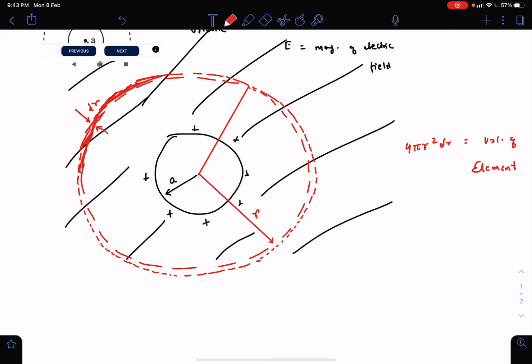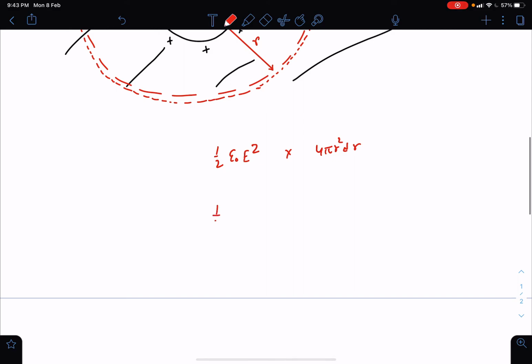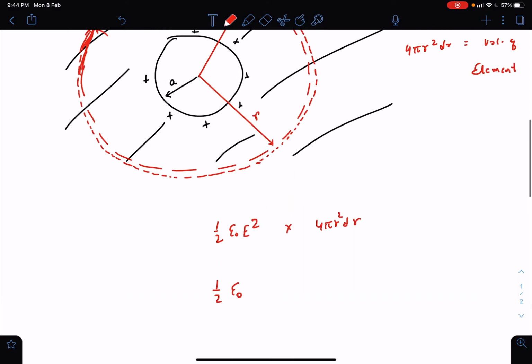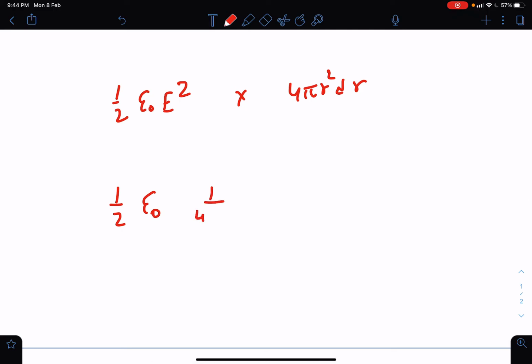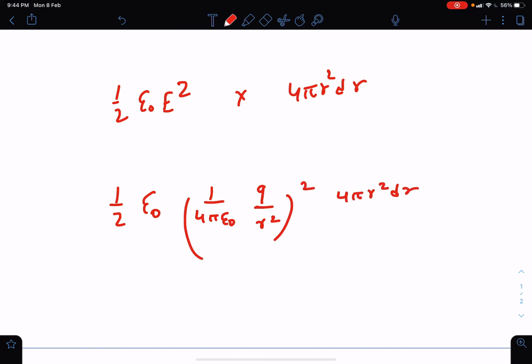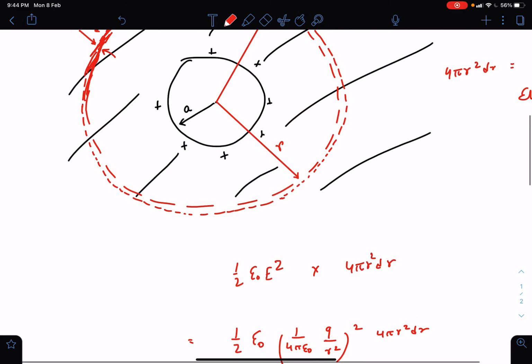Now what is the energy stored in this volume? That is equal to the energy stored per unit volume, which is the energy density, times this volume, 4 pi r square dr. Now what is the energy density at location r? The electric field at location r is 1 by 4 pi epsilon naught q by r square. So square it, times 4 pi r square dr. This will give you the energy stored in this elemental volume.